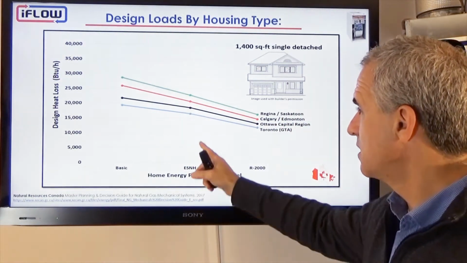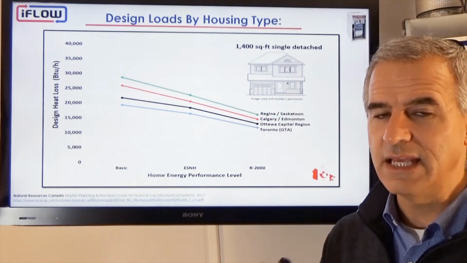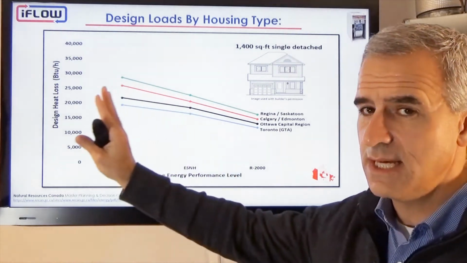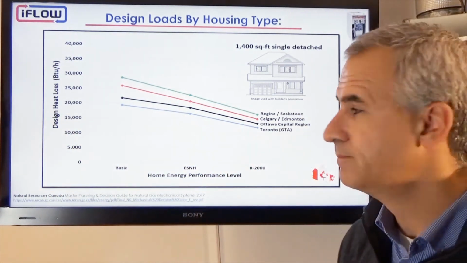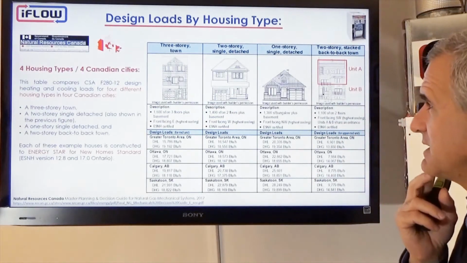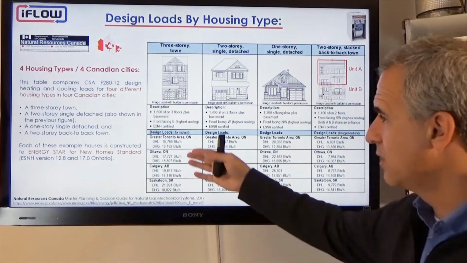If I go to Energy Star for new home, now I'm at 16,000 BTUs. So all to say, the heat loads are very low, so the GTI data is supported by what we're finding in Canada as well. This looks at 4 different housing types in, again, 4 different cities.